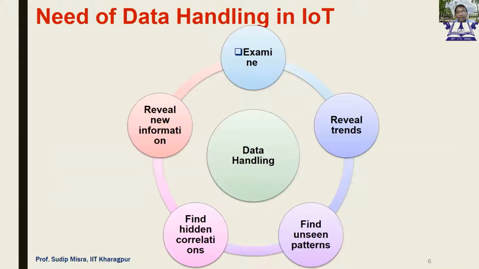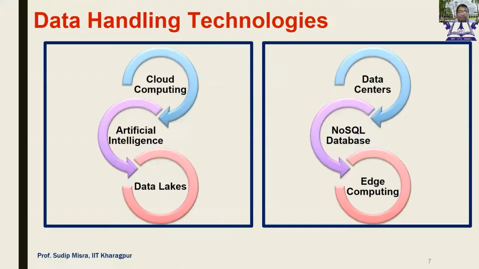So there are different advantages of handling the data. Not only examining the data and revealing trends, but there are many other things: using intelligence, you can mine the data and get a lot of insights. You might uncover hidden correlations, or see certain patterns which may not be visible if you simply visualize the data using a visualization tool. So you need to mine the data in order to get a lot of insight into it.